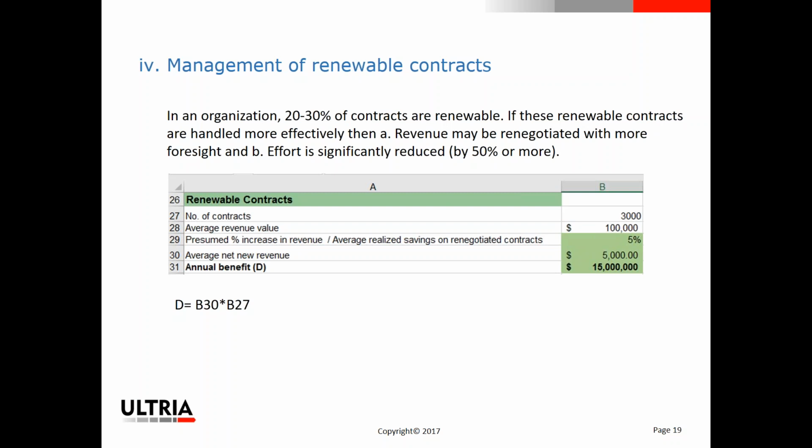So what we've seen, and I think Tim will bear this out, on the sales side of most organizations, we'll see between 20 and 30% of customer agreements are auto-renewable. They are effectively evergreen. If these renewable contracts are handled more effectively, then A, you can certainly renegotiate revenue with more foresight, and that lends itself to an increase in revenue on a per contract or per agreement or per customer basis. But also, the effort to handle that renewal is significantly reduced with the CLM.